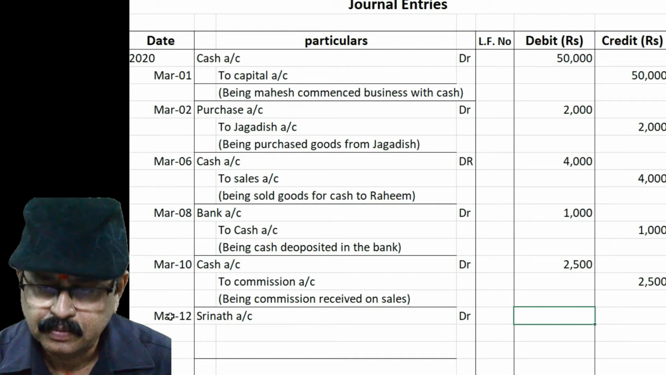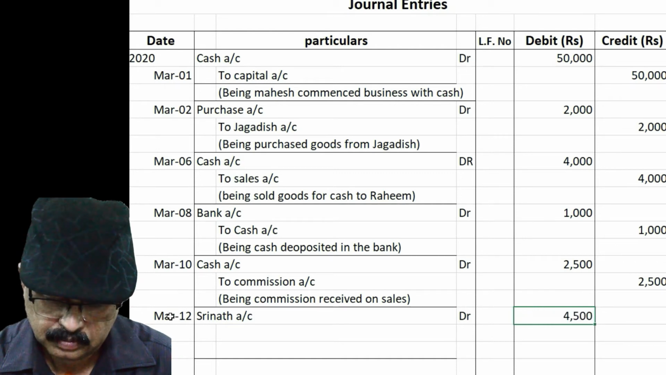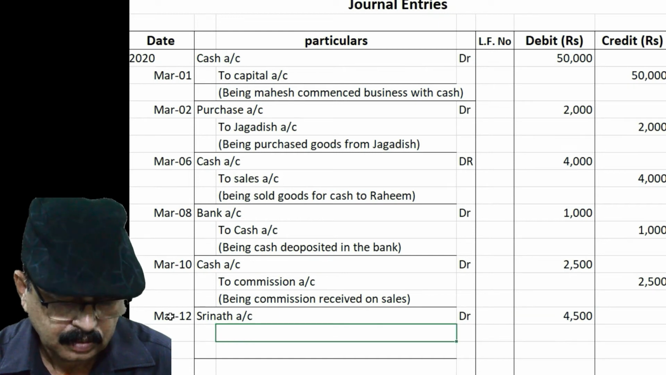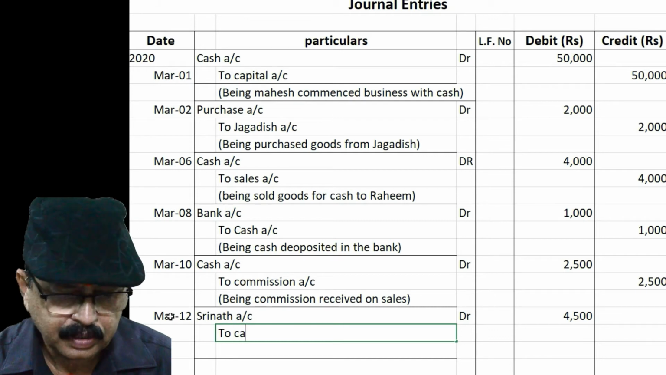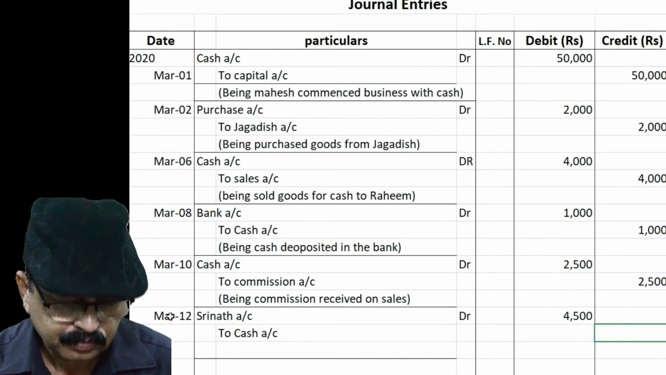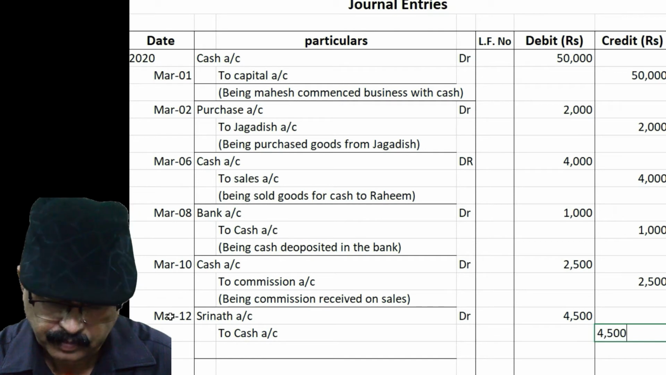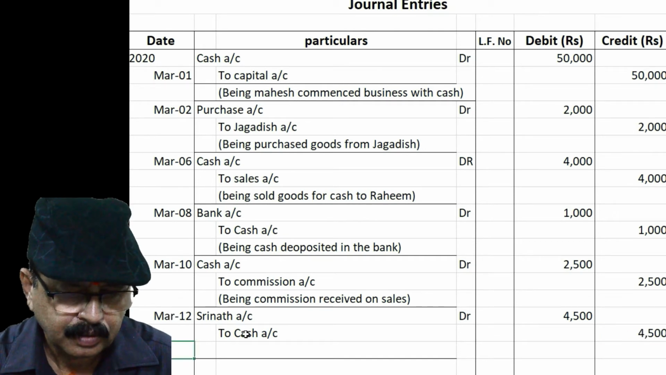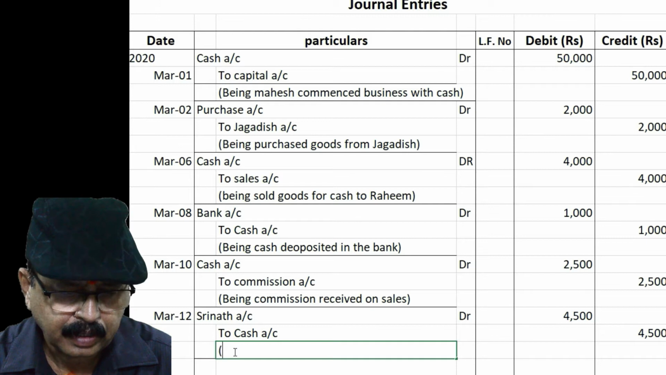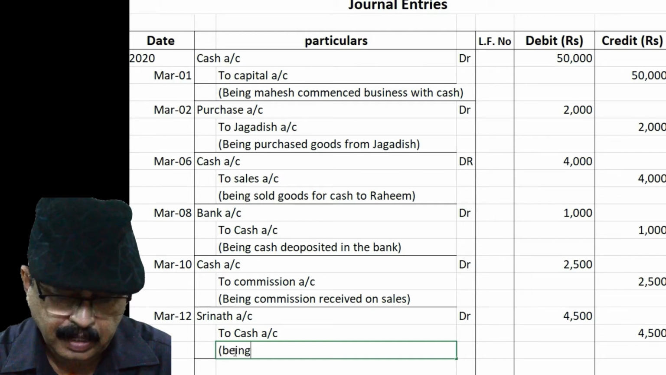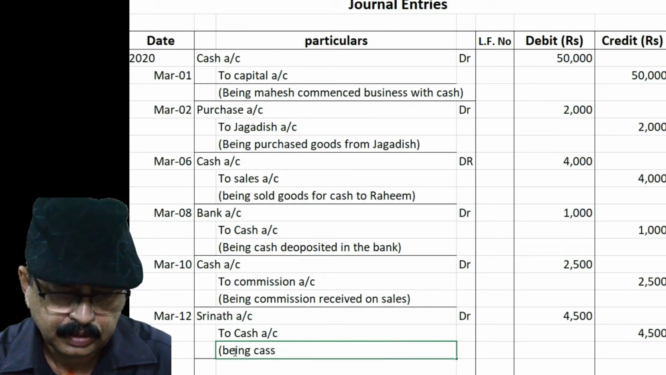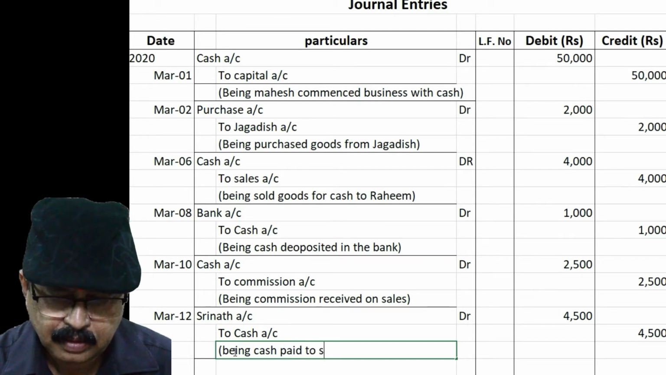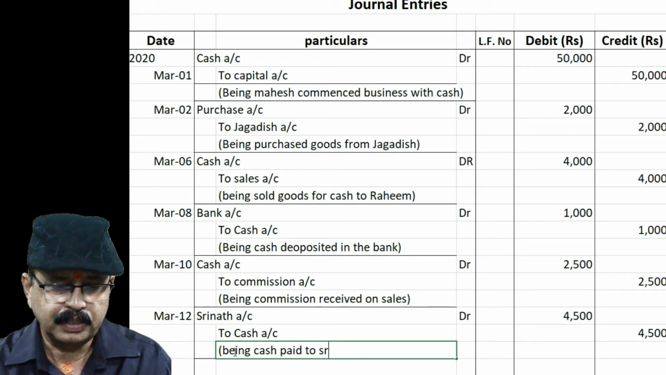To cash. Cash account directly in the credit column 4,500. Then narration being cash paid to Srinath, bracket close and one more line here, right?